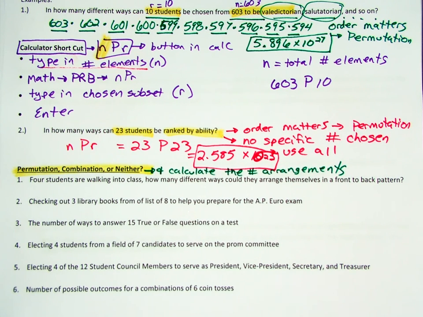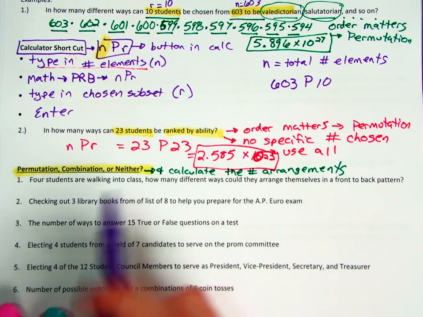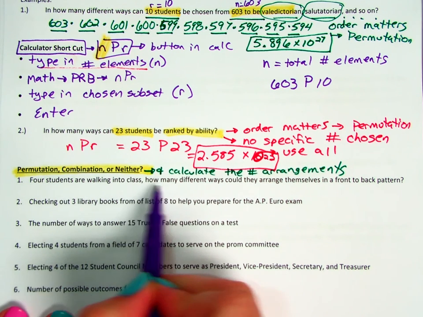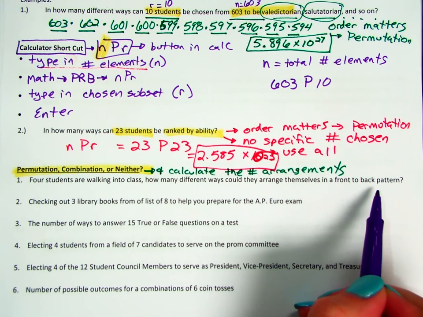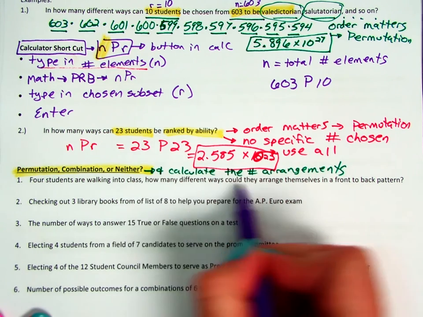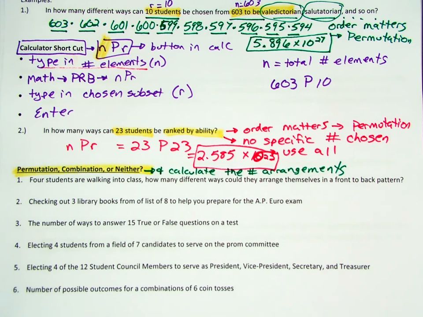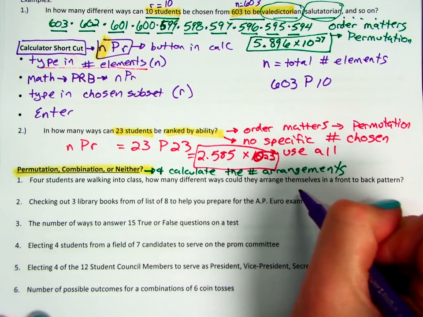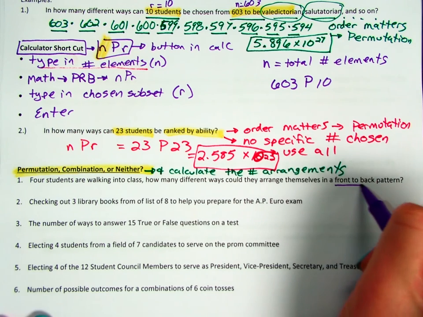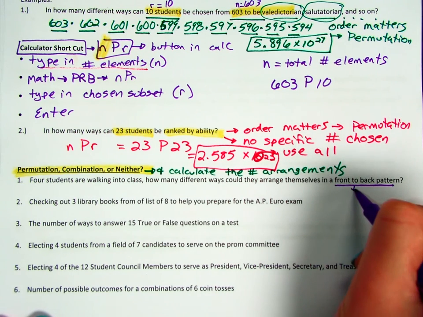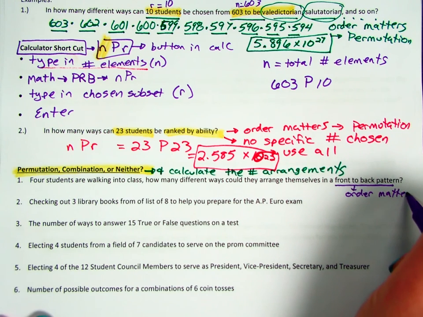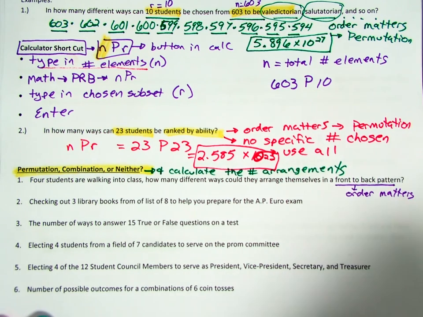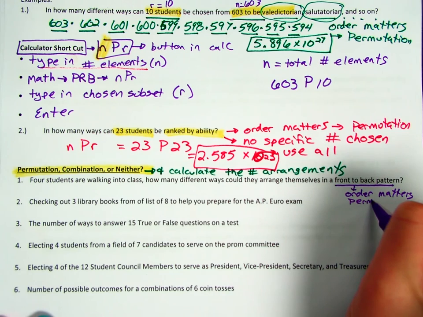We're going to do a few of these together, and then you're going to try others on your own. So let's look at number 1. 4 students are walking into class. How many different ways could they arrange themselves in a front to back pattern? You see how they're talking about how many different ways they can arrange themselves? In general, I would normally think it doesn't matter. I get in the class when I get in the class, but they say they are arranging themselves front to back pattern. So this tells me that the order does matter, because they want to know the number of patterns based on the order that they're standing in, which makes this a permutation.